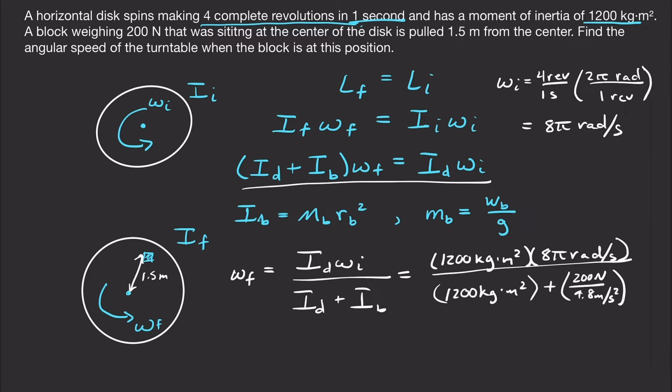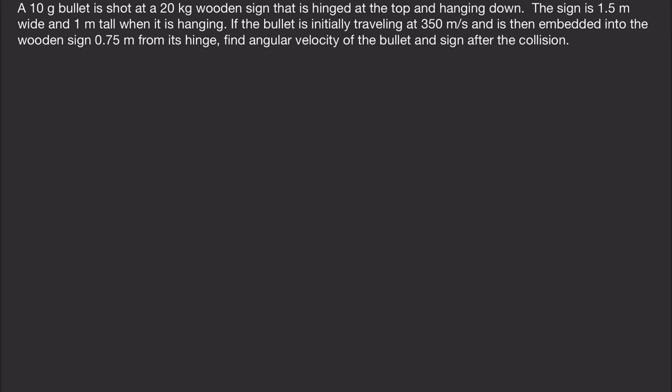If you want to go ahead and do that separately, you can do that. It might be a little bit easier. Times 1.5 meters squared, its distance away from the center. If you plug all of that in, you get 24.2 radians per second.